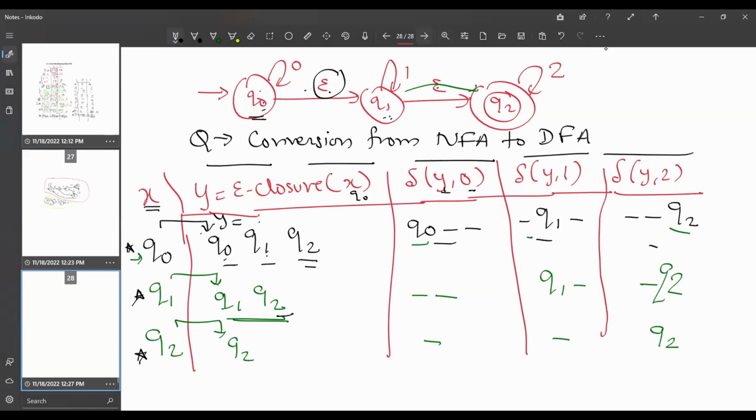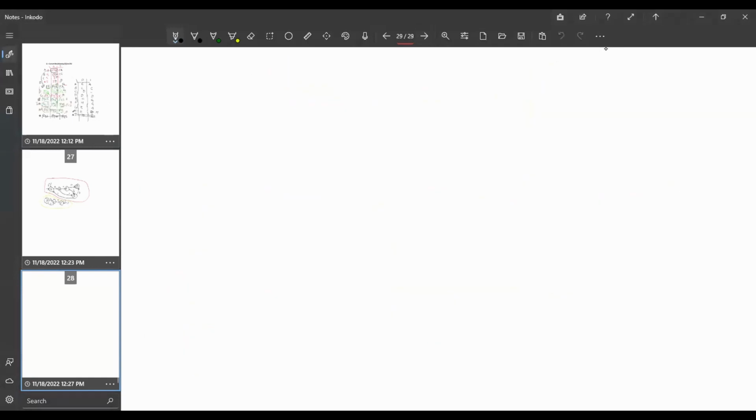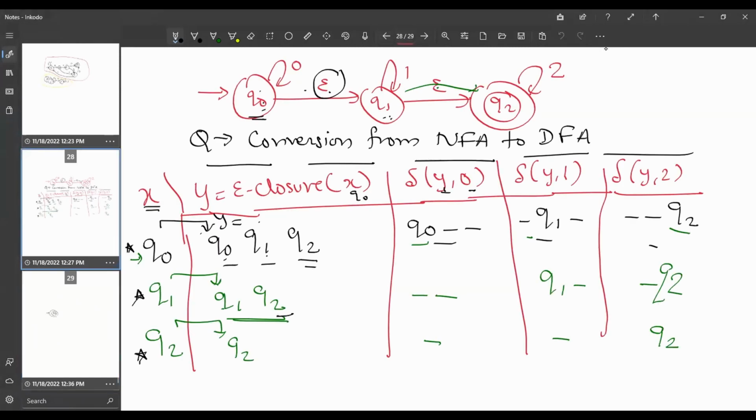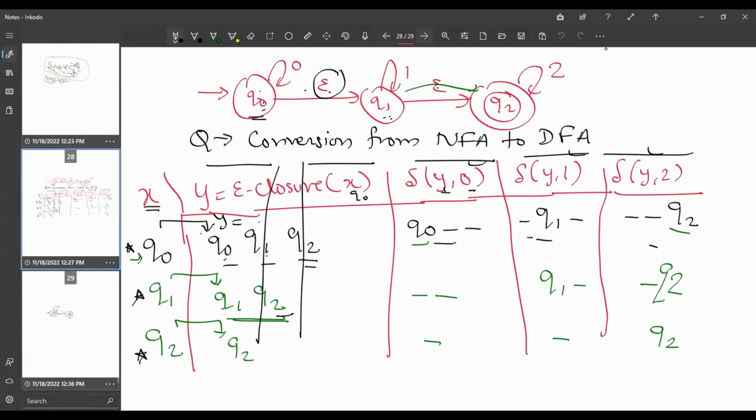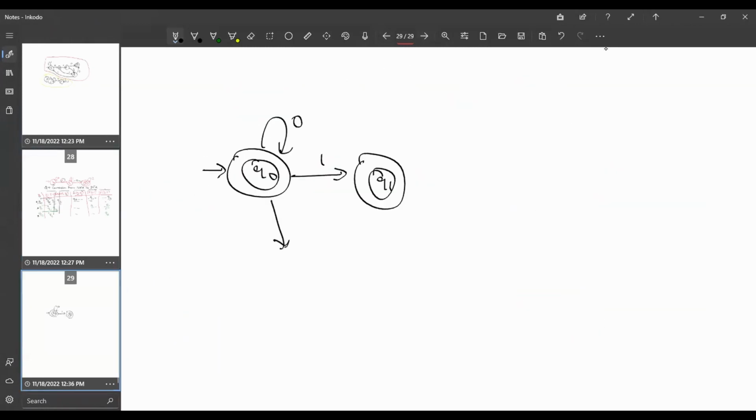Now it is time to draw the diagram. So we start with Q0. Q0 itself is a final state. Now we have to draw this table and consider these three columns. Q0 on 0 goes to itself, on 1 it goes to Q1, which is also a final state, and on 2 it goes to Q2, which is also a final state.